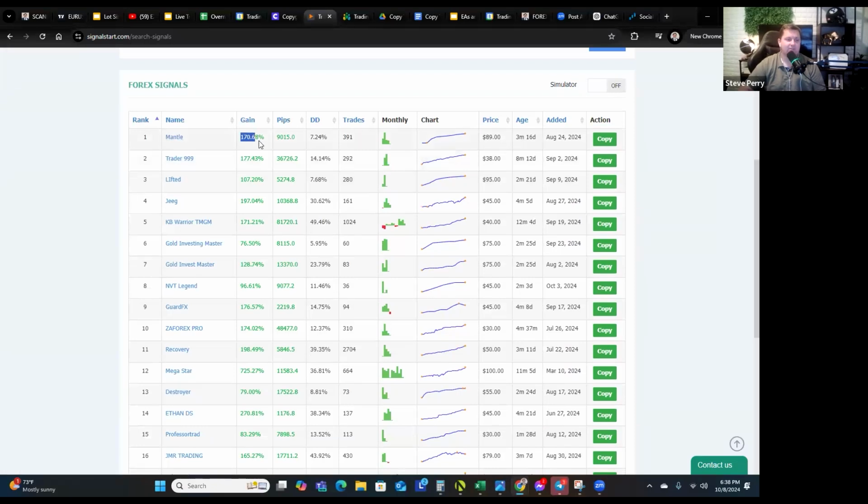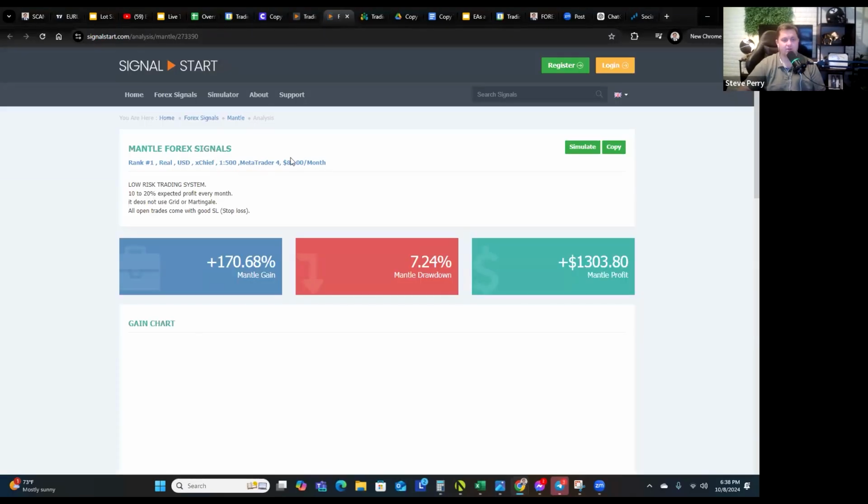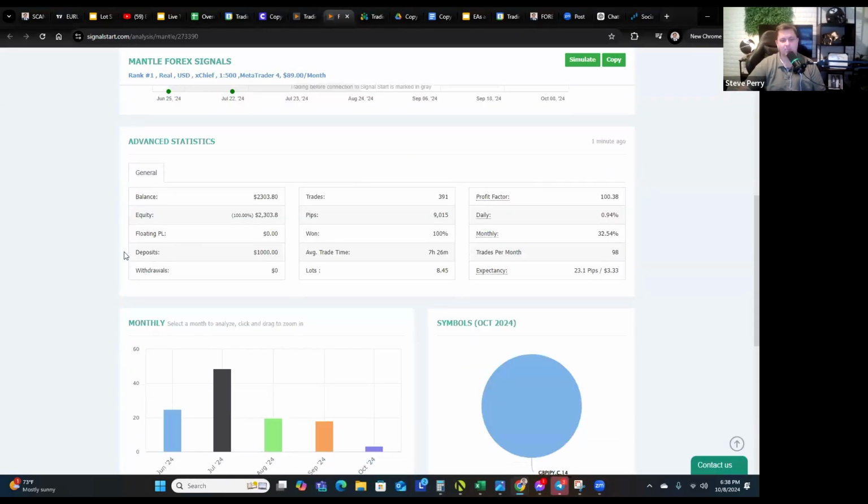So you've got Mantle, number one. It's had 170% gain. It's made 9,000 pips. Drawdown's been 7%. But it's only been around for 3 months and 16 days. They charge $89 a month. For those wondering what this is, basically this is a place where you can come and see successful traders, generally. Some of them are not successful. You can click on one and be like, oh okay, I like this trading system. It makes sense with my risk management strategy, and I like what they're doing.